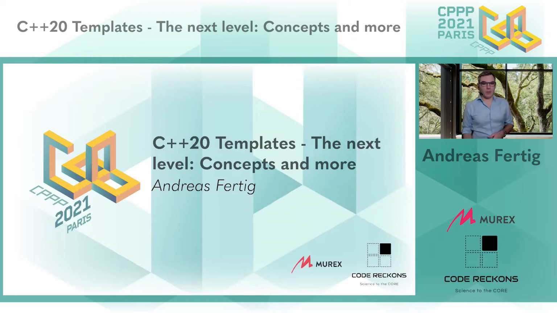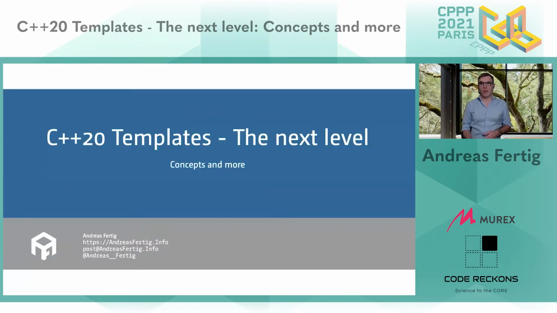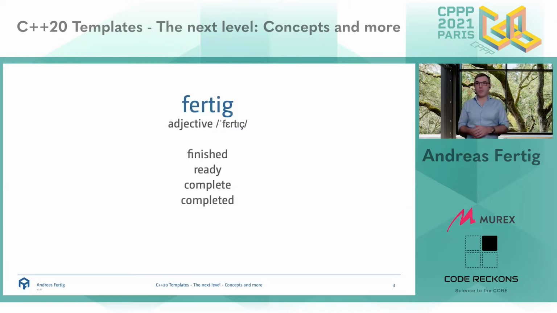Okay, let's see where this thing is working here. Perfect. All right, so first things first, my last name is Fertig, and that's a German word. That's a very common German word. You can translate it to finished, ready, complete, or completed. So you can see that it's commonly used in sentences. For example, I just finished the project. Ich habe das Projekt fertiggestellt. So the word fertig is used a lot there.